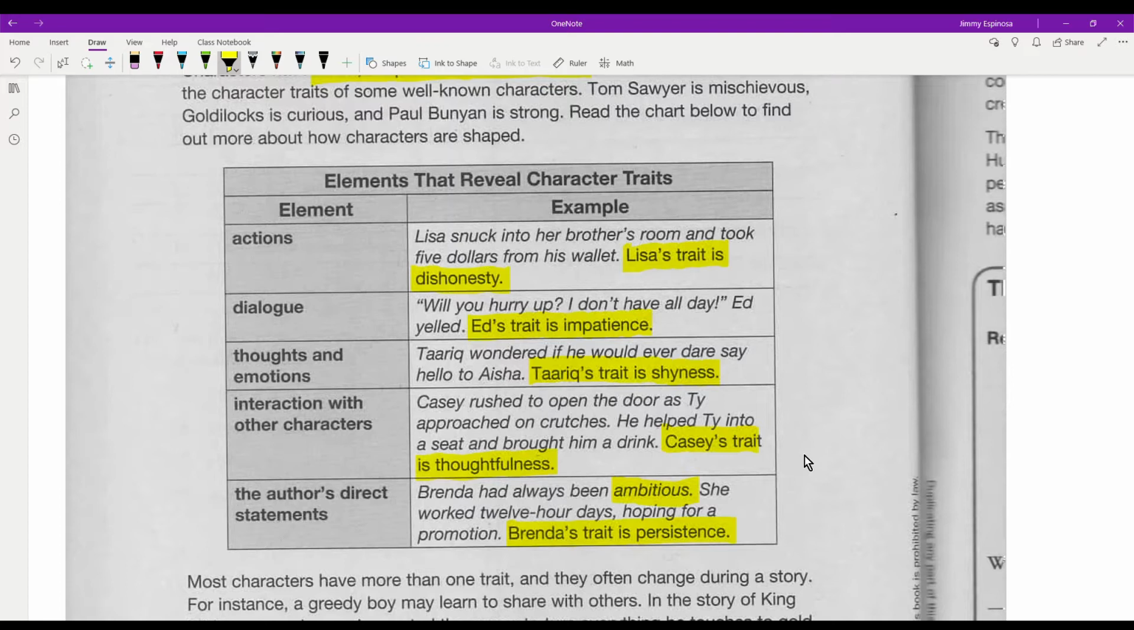A lot of people are not. They're content with their life and they're satisfied with the way things are going. So maybe they won't be persistent in order to reach a certain goal. In this case, she was hoping for that promotion.